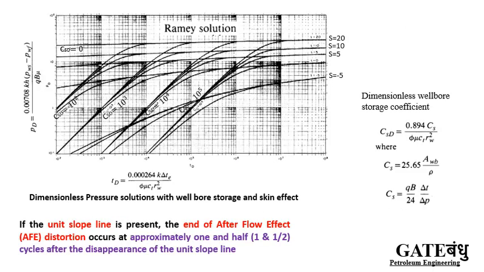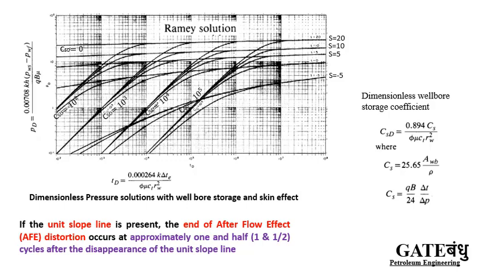Ramey, long back, derived a solution for this dimensionless pressure and TD, and provided this Ramey solution. We call this a kind of type curve. Here you can see that for different wellbore systems, changing volume or different fluid skin, they plotted this chart. This is one of the standard charts between dimensionless pressure versus dimensionless time. Here CSD is the dimensionless wellbore storage coefficient, and CS is the wellbore storage coefficient. You can calculate it using either this formula or this formula.